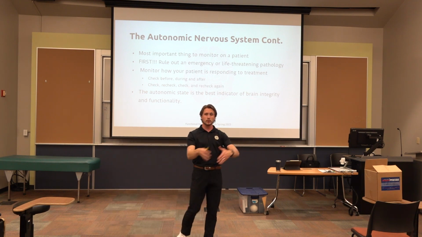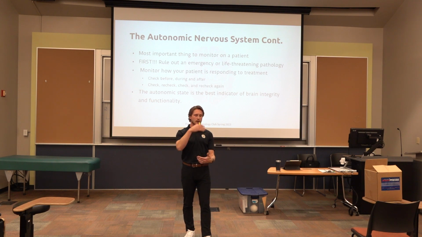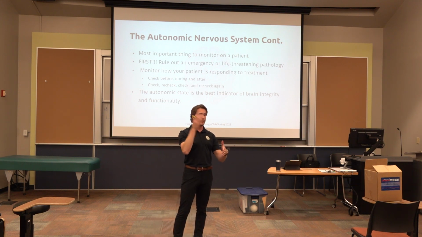So when we were post-adjustment, even if the leg check looked good and the thermography scan was different, which is typical of a post-adjustment with a toggle, their sympathetics were not in a good state. So we could tell that they were not having that integrity and functionality with their autonomic state. We could tell that that was not what they needed. Any questions on that?